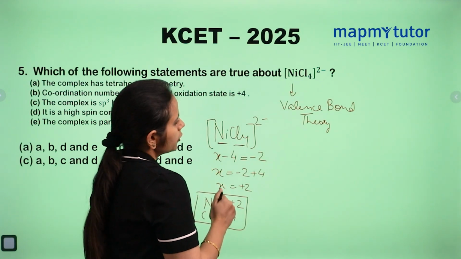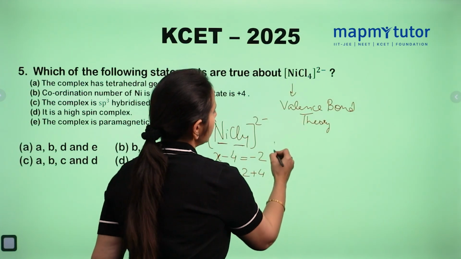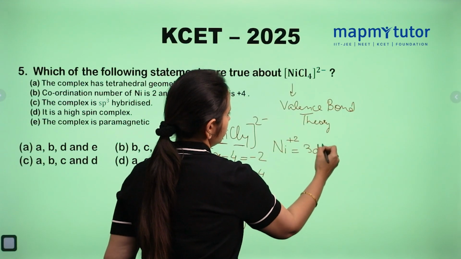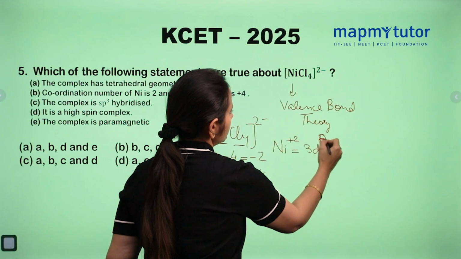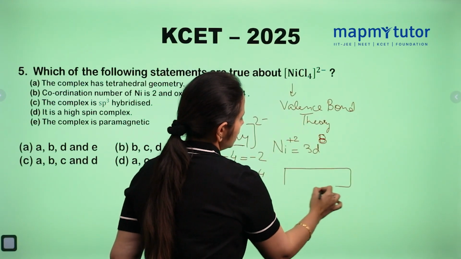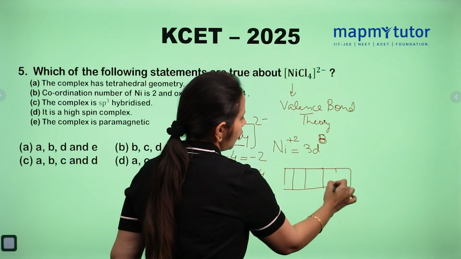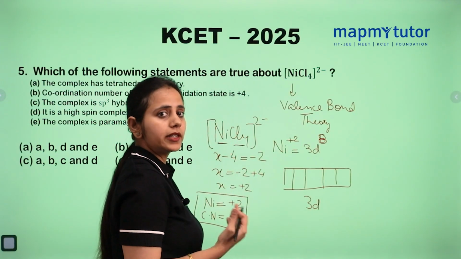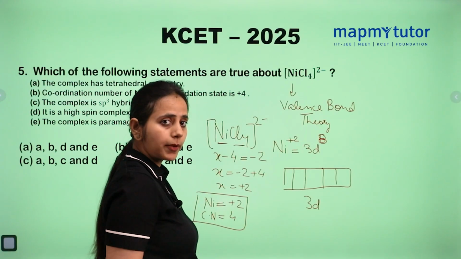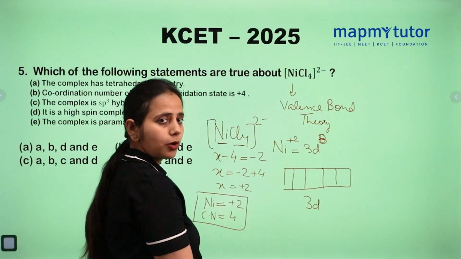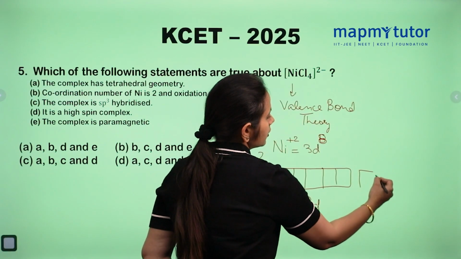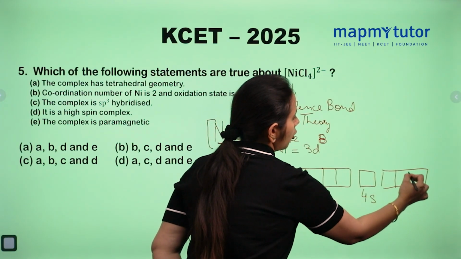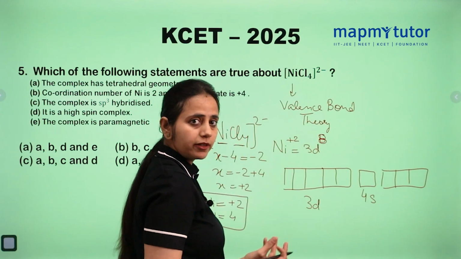Next, we need to find out the hybridization. For this, we will see the electronic configuration of nickel +2, that is 3d8. Let's draw it. The d subshell contains 5 orbitals. Which 5 orbitals are these? dxy, dxz, dyz, dx2-y2 and dz2. These are the 5 d orbitals. 4s contains only one orbital. And 4p contains 3 orbitals, which are px, py, pz.